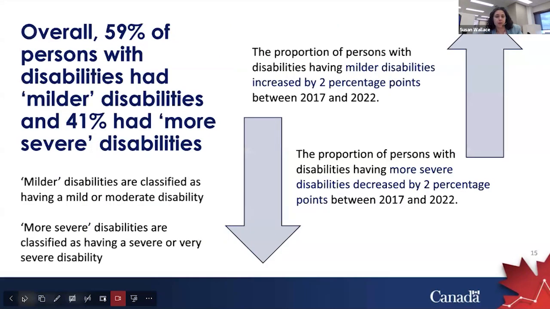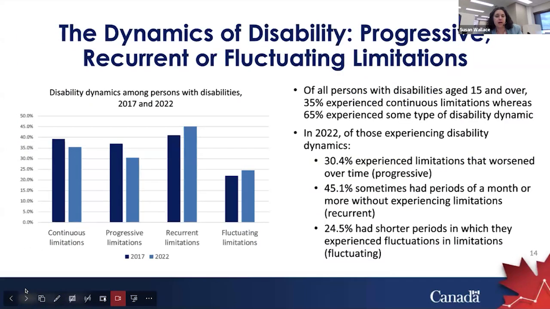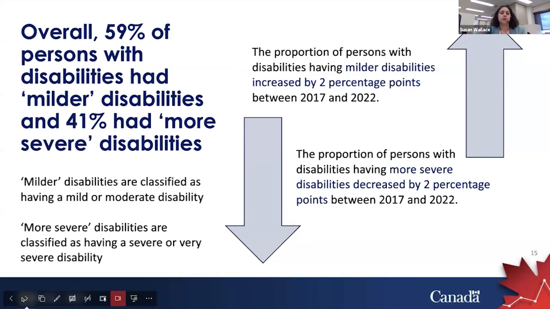Sorry, I was going to speak about there's a chart on the slide as well, and that gives the change over time. I unfortunately don't have the numbers in front of me, but you can see that there was an increase in the proportion of persons who had recurrent limitations and fluctuating limitations compared to 2017. Overall, close to 60% of persons with disabilities had milder disabilities and 41% had more severe disabilities. We saw a slight increase in the persons with milder disabilities between the two surveys and a slight decrease in persons with a more severe disability at the same time.